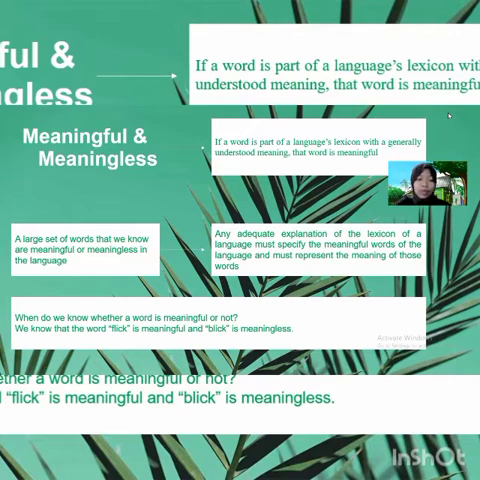So, when do we know whether a word is meaningful or not? We know that the word flick is meaningful and bleak is meaningless.